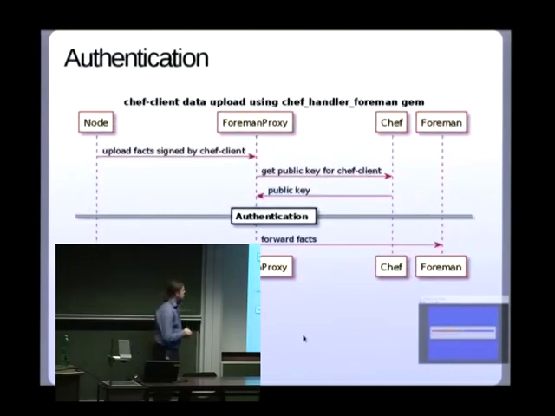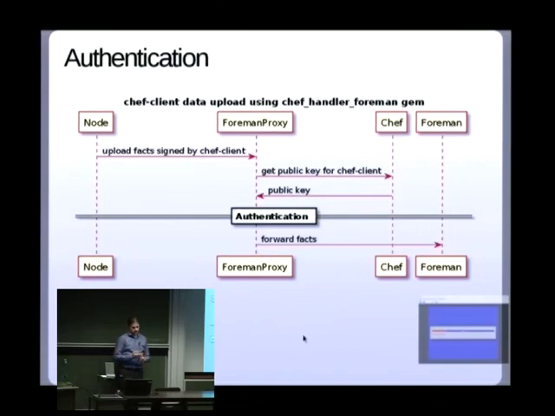So let's talk about the authentication for a moment. In this example, we upload the facts from the node. Chef client uses key-based authentication. So we use the Chef client key that is used for direct communication with Chef, and we use it for making a digital signature. And this data is signed, and the Foreman proxy then asks Chef for the public key of this particular node. So then it can verify the digital signature, and if it matches, it forwards the data to the Foreman.